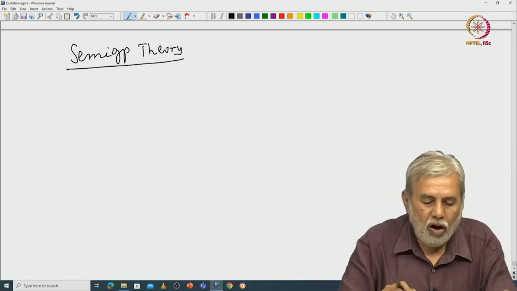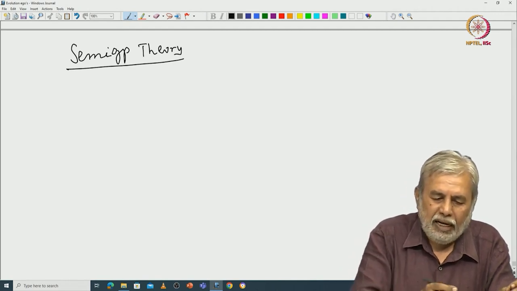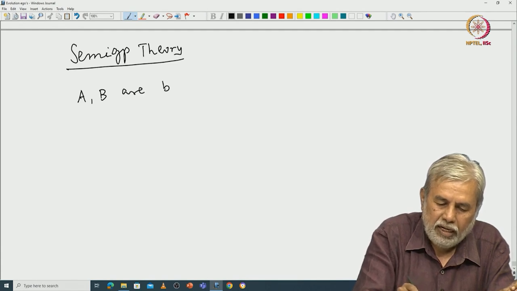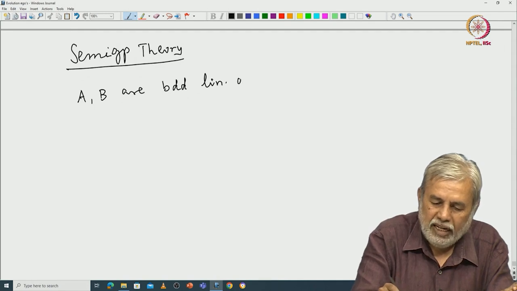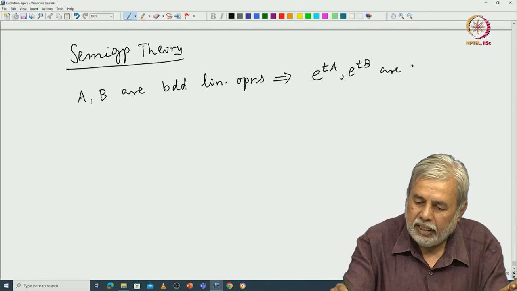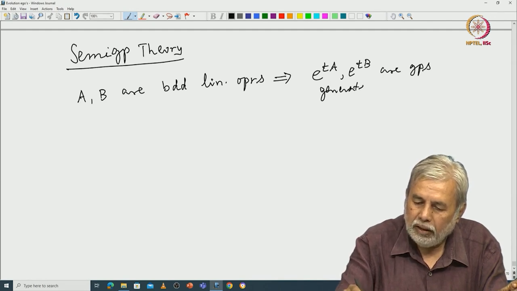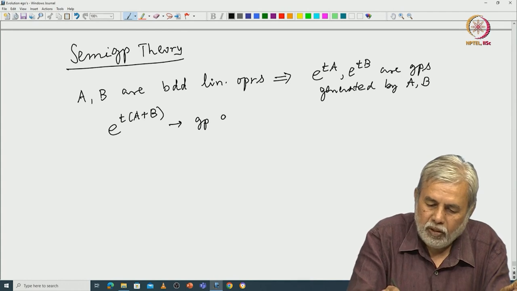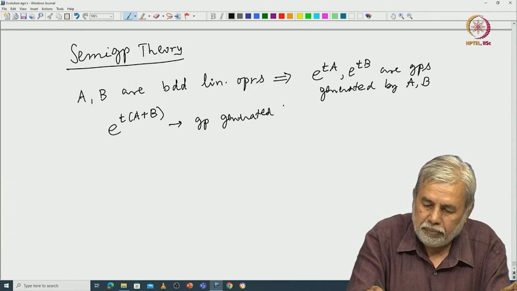So even for matrices or bounded linear operators in general, if A and B are bounded linear operators, then they generate groups e to the tA and e to the tB. Generated by A and B. So, e to the t(A plus B) is the group generated by A plus B.